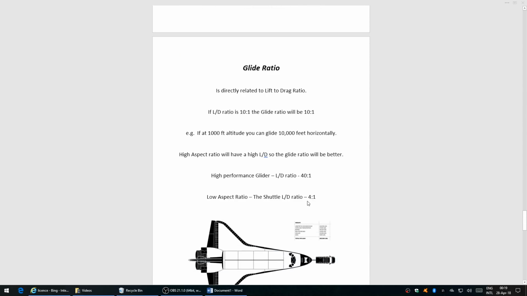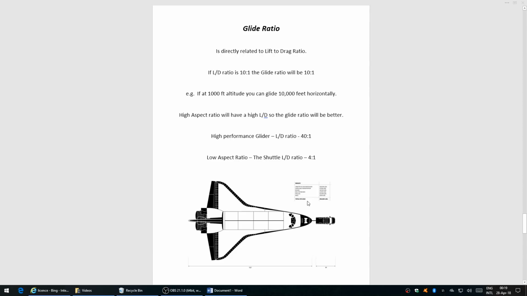And the glide ratio, as we mentioned, is directly proportional to the lift to drag ratio. If your lift to drag ratio is 10 to 1, the glide ratio will be 10 to 1. So for example, if you have 1,000 feet of altitude with an LD ratio of 10 to 1, you could glide 10,000 feet horizontally. A high aspect ratio aircraft will generally have a higher lift to drag ratio, so the glide ratio will be better.